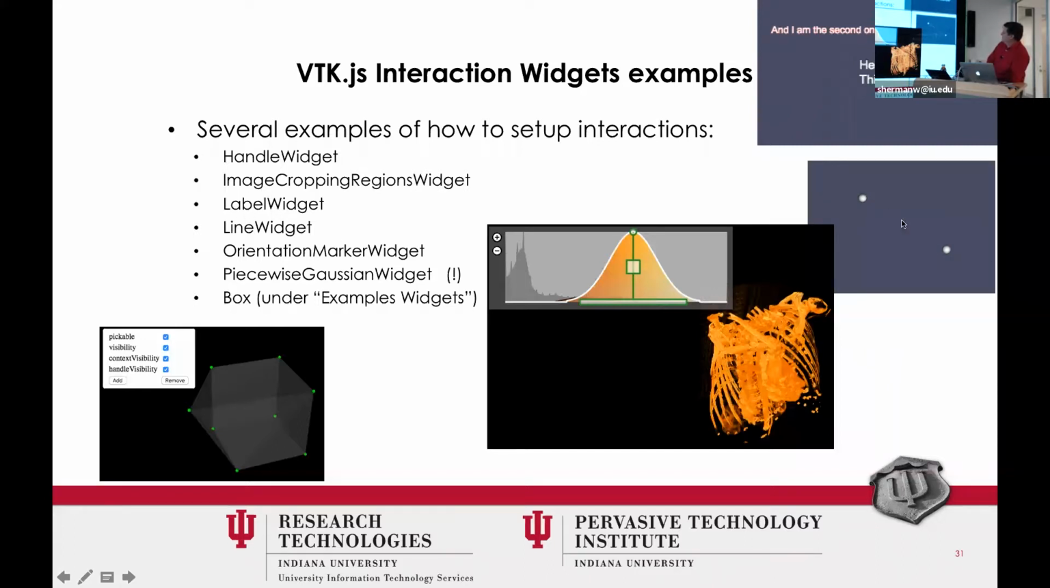This one over here with the two dots, you may not expect it, is the line widget. And why is it the line widget? Well, because the line has two ends and you can move the two ends around. These are basically the parts you grab and you can move around.